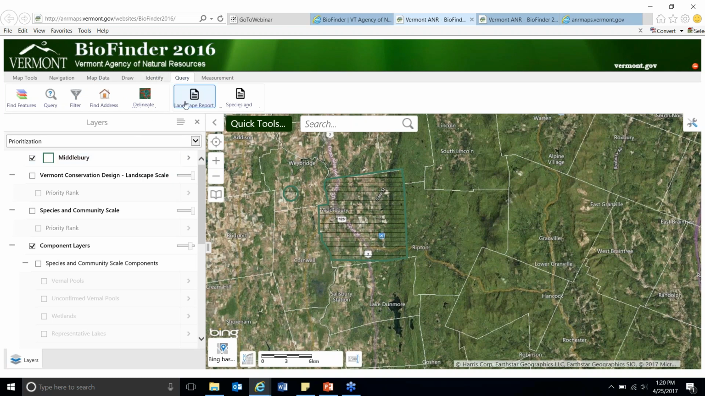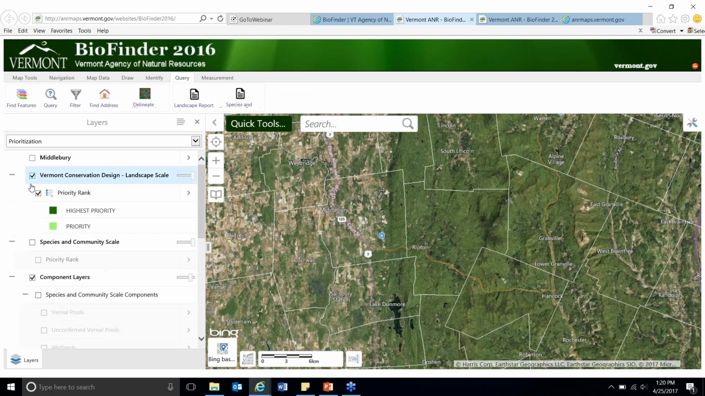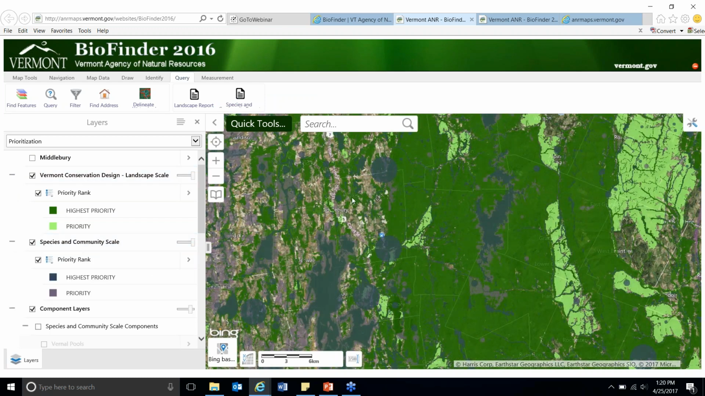But under the query menu, there's an identify tool, there's measurement over here, but under query, there's something called the landscape report or the species and community scale report. These reports will report back to you on these layers, these prioritized layers that are here. There's either the conservation design, the landscape scale, or the species scale report.